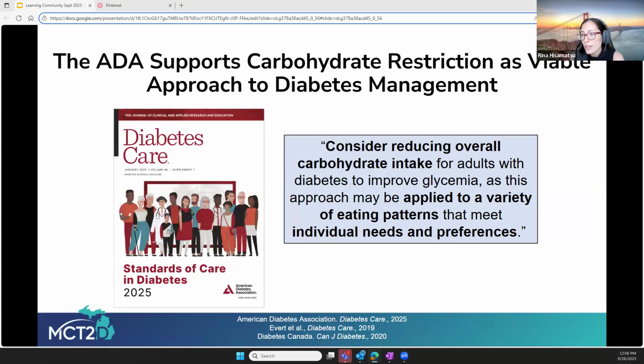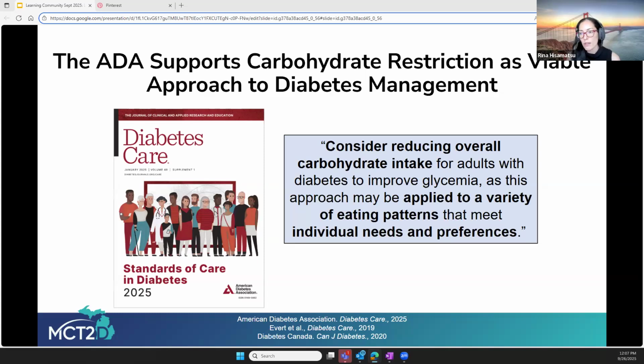Today, many leading national and international organizations, including the ADA, recognize low carbohydrate eating patterns as a viable lifestyle intervention for managing diabetes. Because low carbohydrate diets are in essence a reduction of a macronutrient, so in this case, reducing total carbohydrate intake, it can be applied to various eating patterns that suit individual preferences.